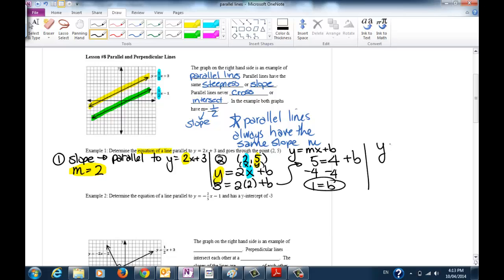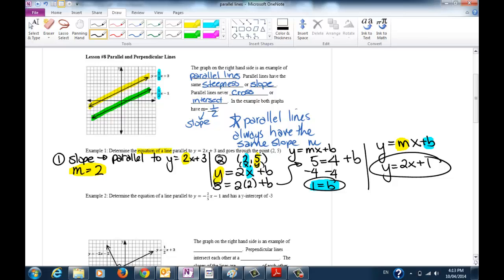I'm trying to determine the equation of a line. I know what the slope is. Slope is 2. Okay, and I know what b is. b is 1. So I get m, which is 2, multiplied by x plus 1. And that's the equation of our line. Alright, let's do another one.